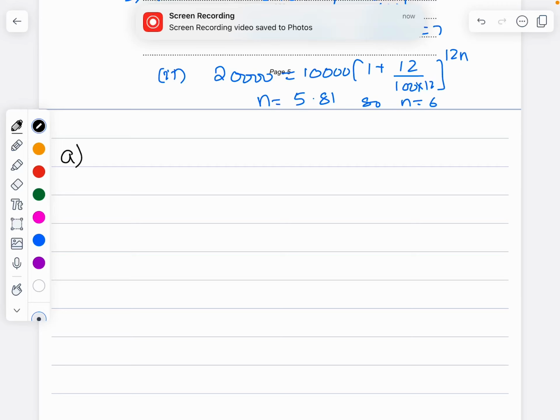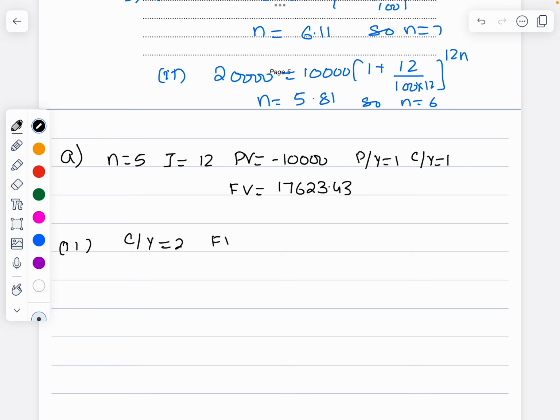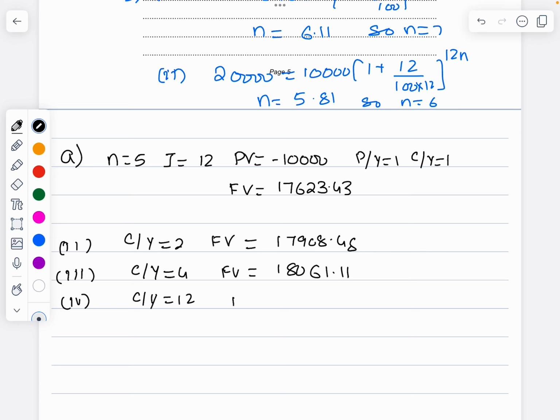Part A, using the method of GDC, n equals 5, I equals 12, PV equals minus 10,000, and P/Y equals 1, C/Y equals 1, then we will be getting the future value as 17,623.42. For part 2, C/Y changes to 2, so you will be getting a future value of 17,908.48. For part 3, C/Y should be equal to 4, so your future value should be 18,061.11.